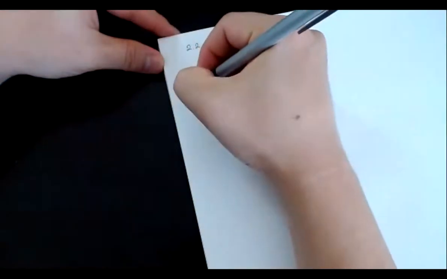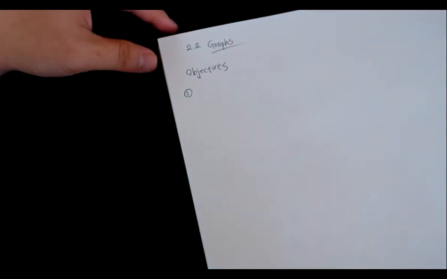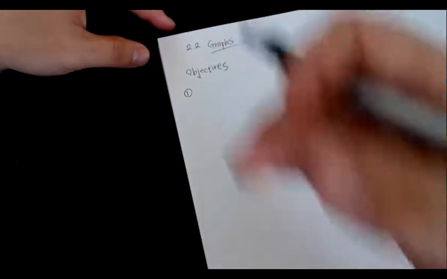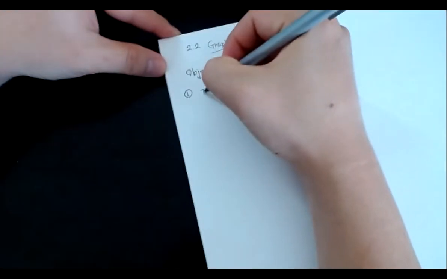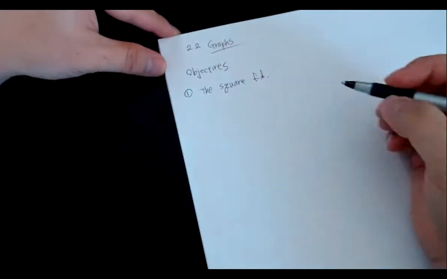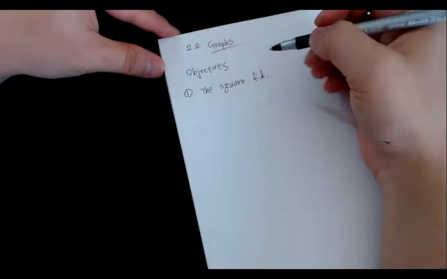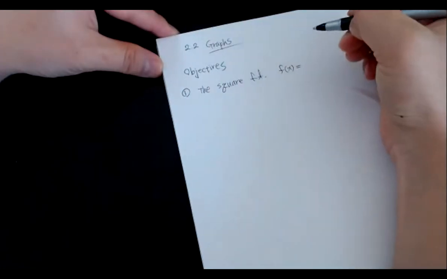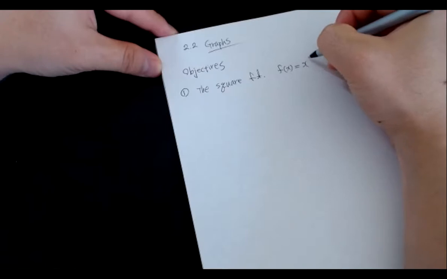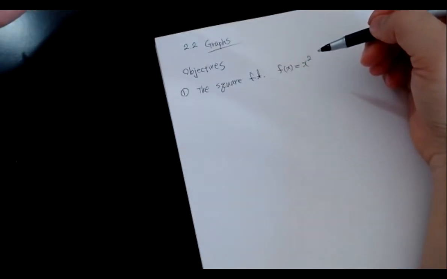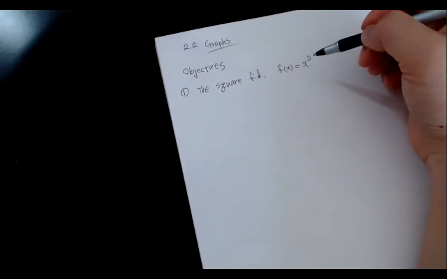So the objective: I'm going to list the functions and relation introduced in 2.2. The first one is the square function, where I'll just write f to mean function. The definition of the square function is f of x is equal to x squared. So we know that the graph of x squared is a parabola, right?